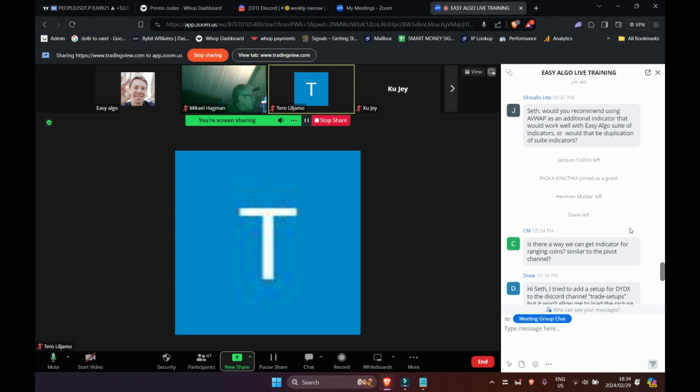Here's another question. Seth, would you recommend using a VWAP as an additional indicator that would work well with the Easy Algo suite of indicators, or would that be duplication of suite indicators? I think a VWAP would be an excellent addition, as would a moving average be. And I actually have another indicator that I have been working on. It's a multi-time frame VWAP that works on multiple time frames, and I will introduce it into the group very, very soon as well. It's an indicator I used a lot. And now that you're bringing it up, it can be used in confluence.